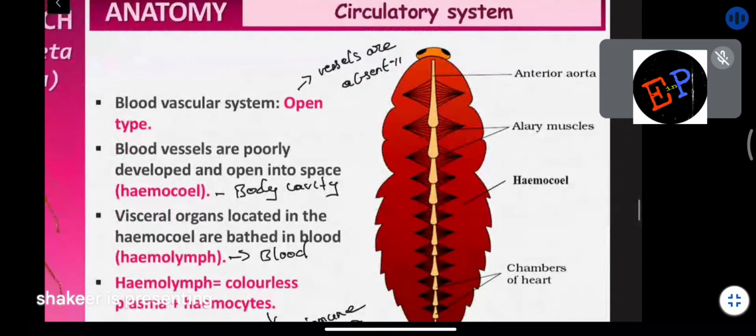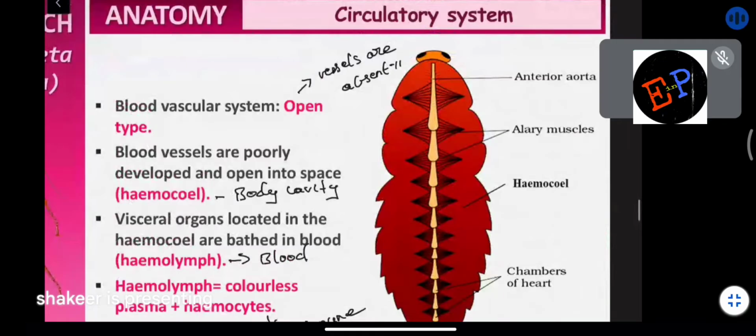So next we are discussing the circulatory system. What kind of circulatory system is present here? Open type of circulatory system. What is meant by open type of circulatory system? It means blood vessels, veins, veinlets are not present. So blood is just thrown into open spaces, and in these open spaces you will have the heart and other organs, which are bathed in the blood. Clear? So this type of structure is called an open circulatory system.